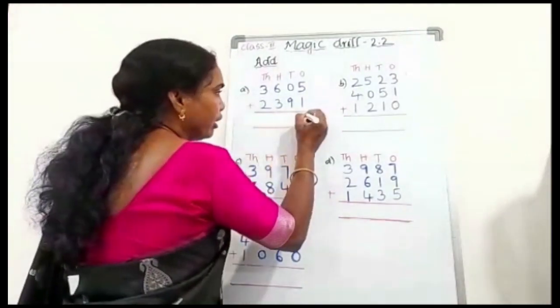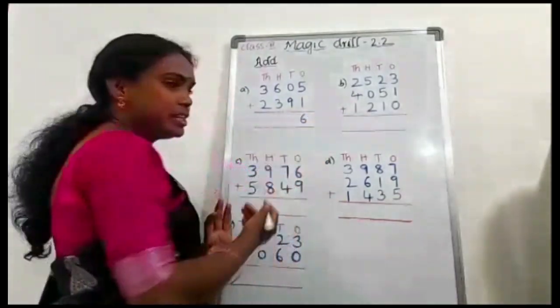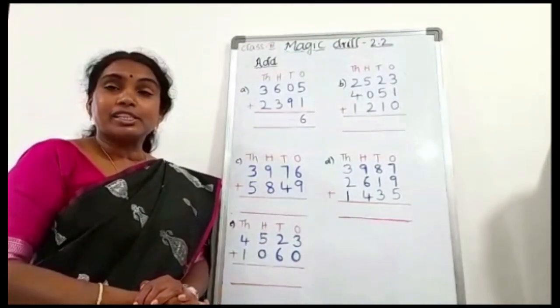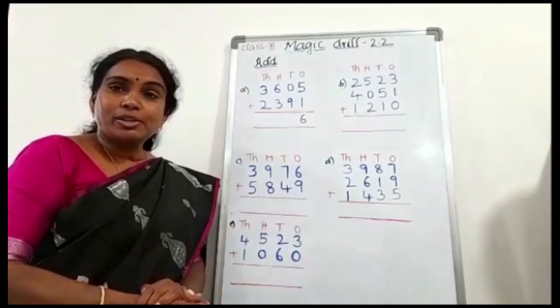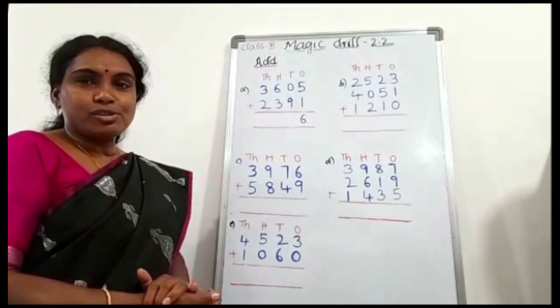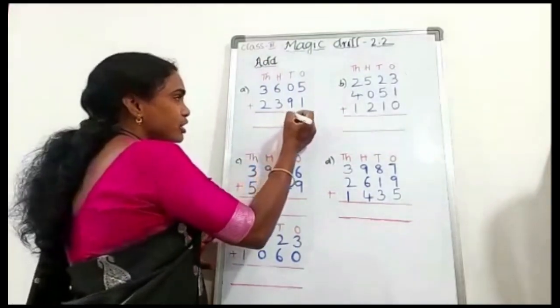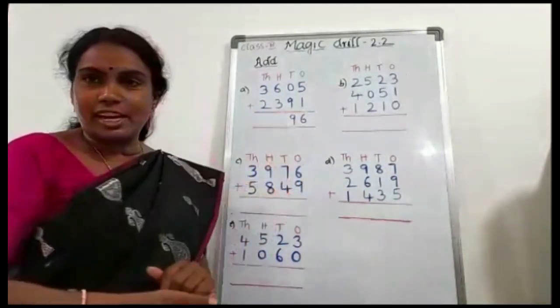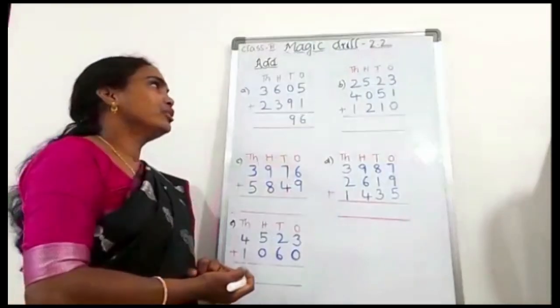Yes, children. Then go to the tens column. In the tens column there are 0 tens plus 9 tens. 0 plus 9 is 9. This is also the zero property. When 0 is added to any number, the sum is the number itself. So 0 plus 9 is 9. Isn't it? Then go to the hundreds column.